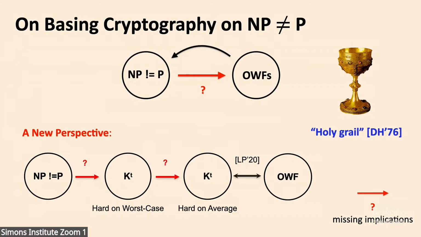Okay, so now let's go back to the Holy Grail, because that's where we wanted to go, right? We wanted to base one-way functions on NP not equal to P. We have now shown these two things: one-way functions and KT being average case hard are equivalent. And I said, the only thing that remains is to show how to go from worst case hardness to average case hardness, and to show that MKTP is NP-complete. So to go from NP not equal to P to this, those are the two things we want to do.